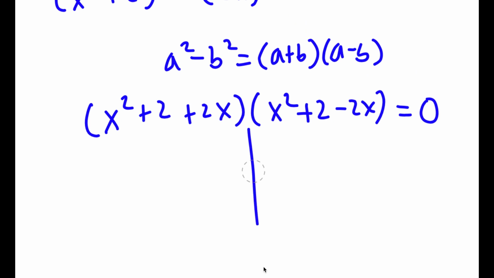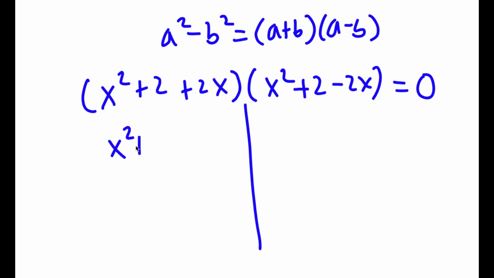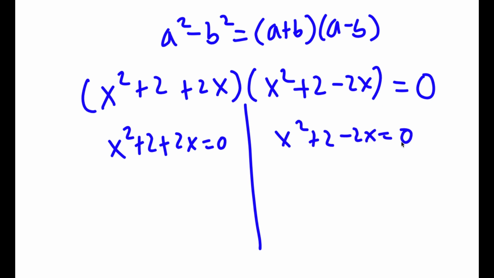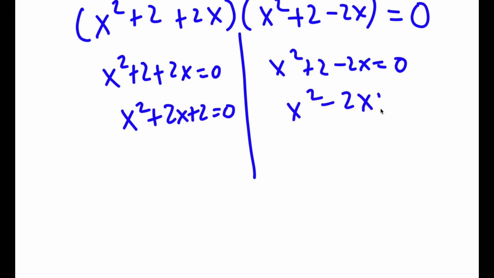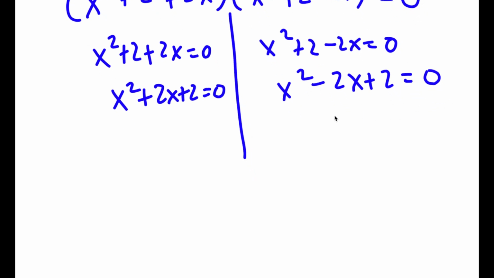So now this gives me two equations. I have x squared plus 2 plus 2x is equal to 0, and I have x squared plus 2 minus 2x is equal to 0. To solve these, all we have to do is simply plug these into the quadratic formula. So I'll rewrite this as x squared plus 2x plus 2 is equal to 0, and I'm going to rewrite this as x squared minus 2x plus 2 equals 0.